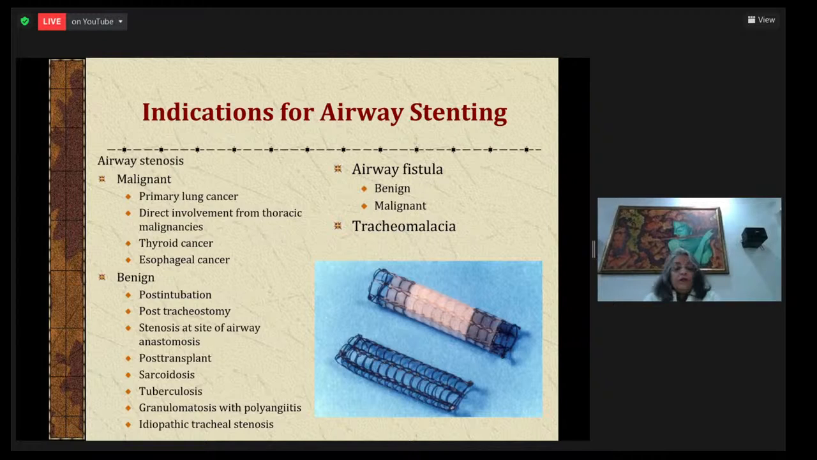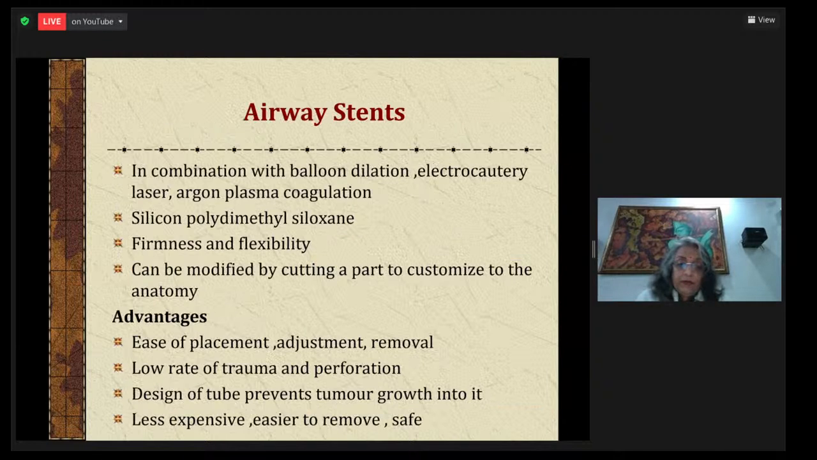Airway stents are usually used in combination with balloon dilatation, or electrocautery coagulation if there is granulation tissue causing the stenosis. Silicone stents are commonly used because they can be modified by cutting a part to customize the anatomy. They have ease of placement, adjustment, and removal. They have a low rate of trauma and perforation. The design of the tube is such that it prevents tumor growth into it. It is easier to remove and is safe.